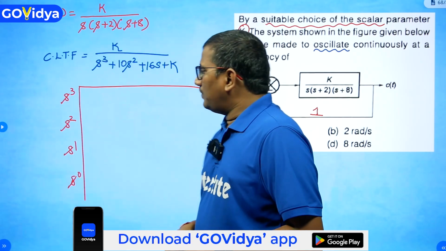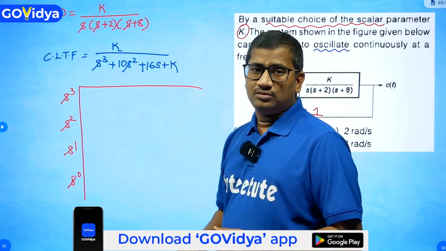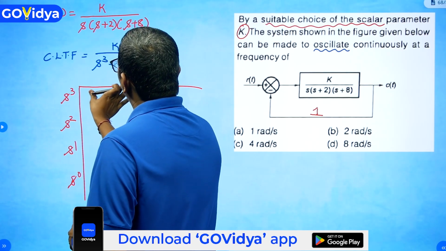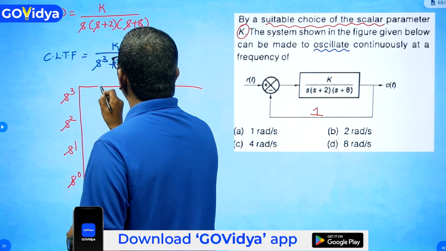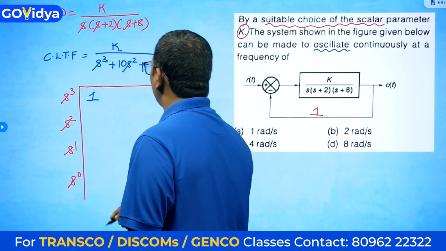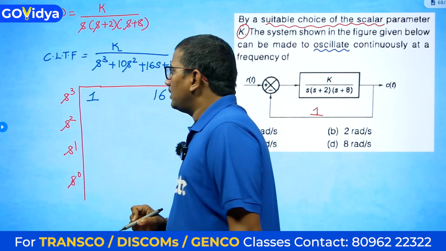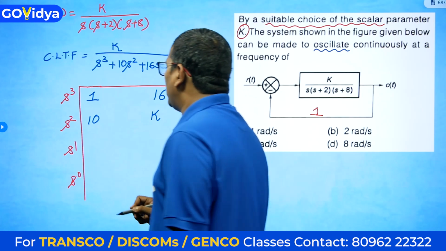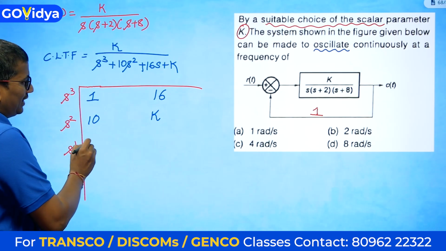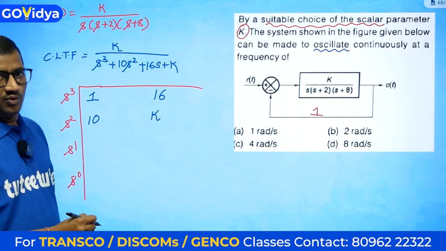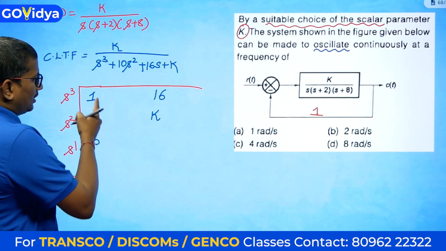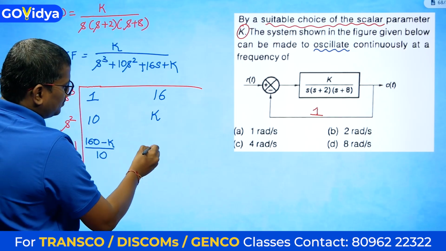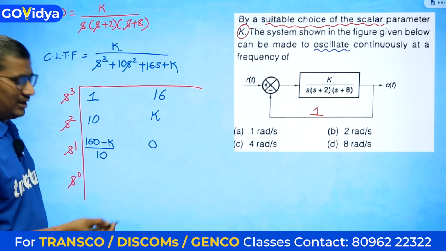If you observe very carefully, we first build the first two rows of the RH table from the characteristic equation. The coefficient of s cubed is 1, then 16. Then what is left? 10 and k. Now the s to the power of 1 row is 10 into 16, which is 160, minus 1 into k, divided by 10. Do we have anything apart from this? 0.